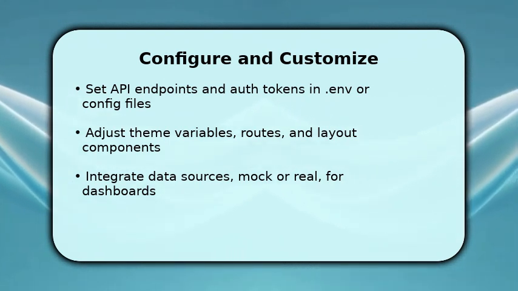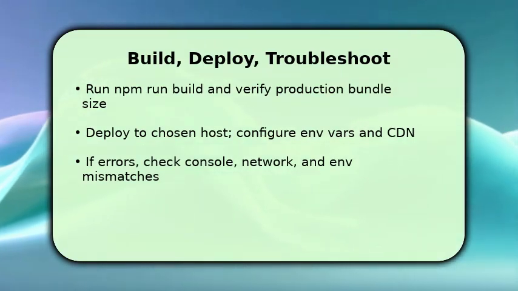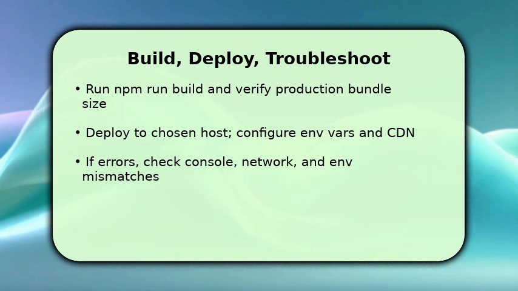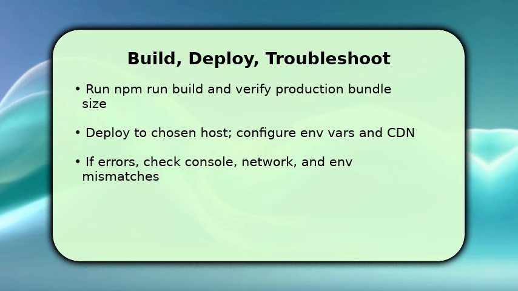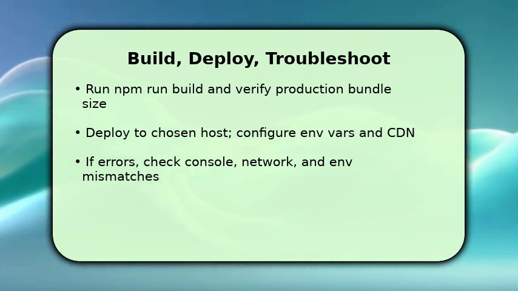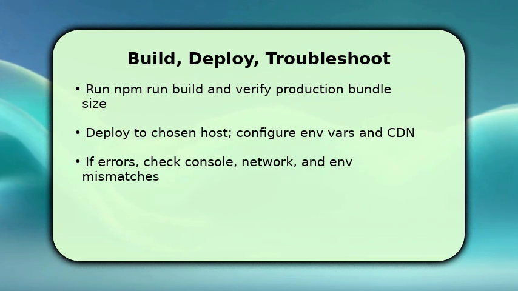When customization is complete, run the production build command and inspect bundle output for errors or oversized assets so performance stays acceptable. Deploy files to your host, set environment variables on the server, and configure CDN and caching for static assets. After deployment, test critical workflows, login, data updates, and role-based views.